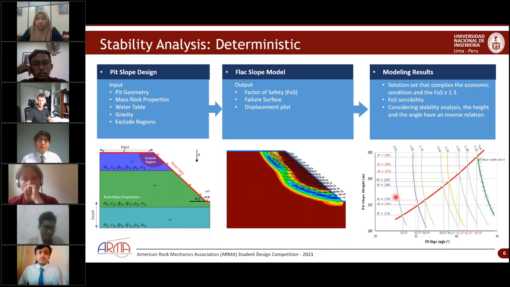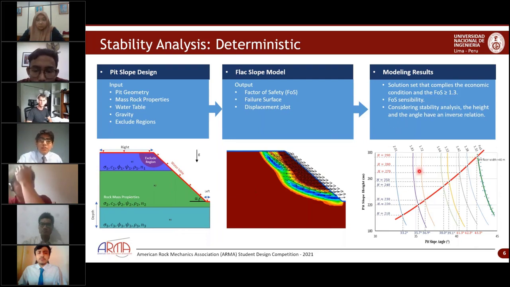Stability analysis, deterministic. For the geotechnical assessment, we carried out a slope stability analysis at the overall global scale. We used a bidimensional 2D plane strain model in the Slope software. First, we considered a deterministic analysis using the average values of the rock mass properties, and we then derived different combinations of slope height and slope angle for a constant factor of safety.